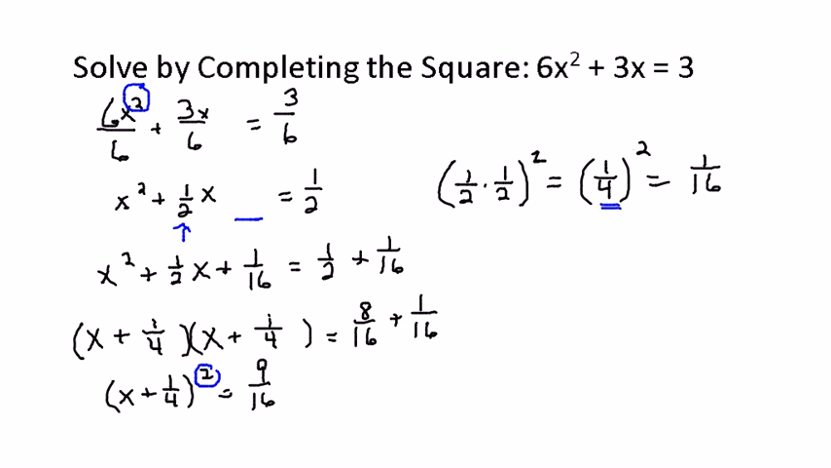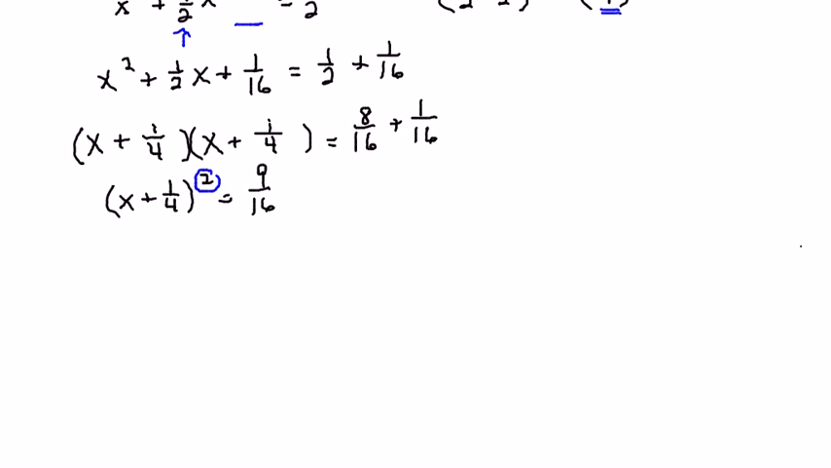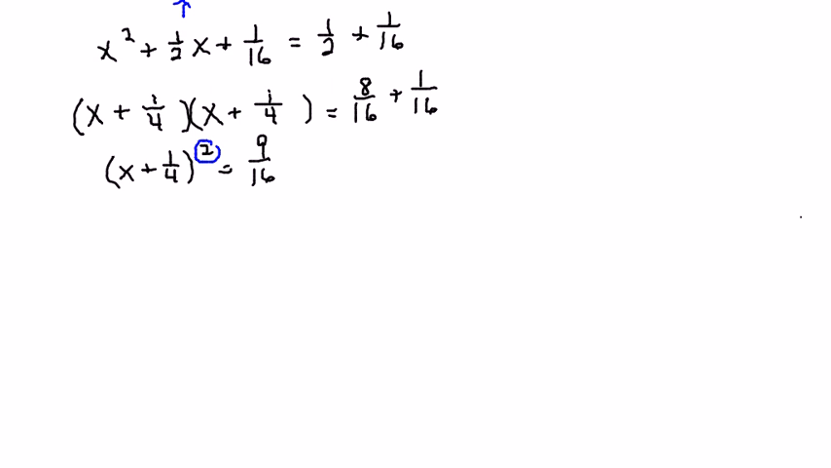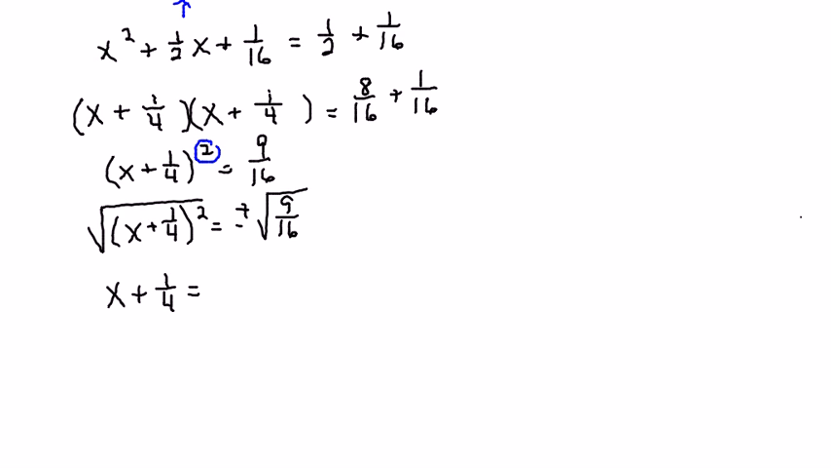Okay, so now the reason we do that is now we can take the square root of both sides of the equation. So let's go ahead and do that. On the number side, we put a plus or minus. Whenever we introduce the square root symbol to solve, we put a plus or minus. So the square root of x plus 1/4 squared is x plus 1/4. The square root of 9/16 is 3/4. So we have plus or minus 3/4.